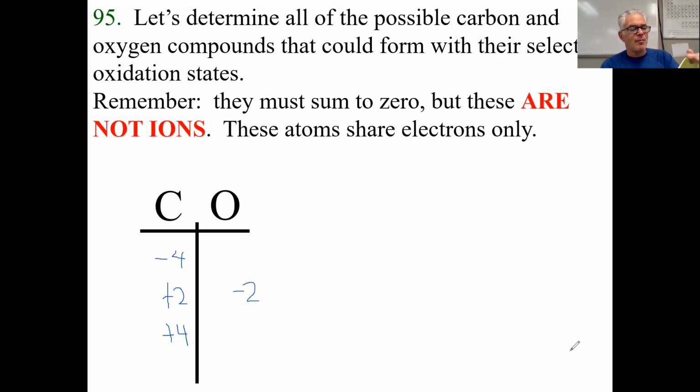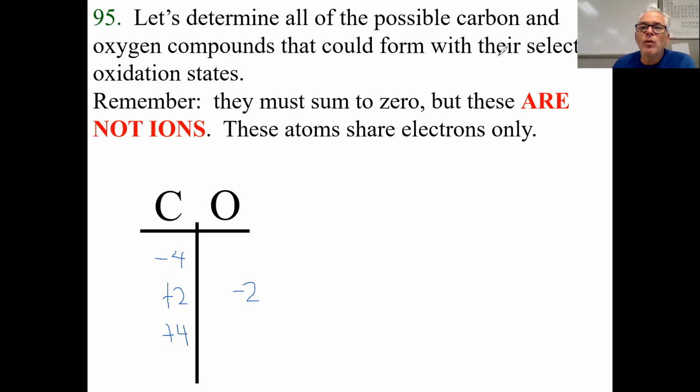Now, where the heck did these numbers come from? Here's the carbon box. Look in the carbon box. See the top right corner? We get -4, +2, +4. And look at the oxygen box. Only a -2. These are not ion charges now. These are the oxidation states. We're trying to figure out what are the possible carbon and oxygen compounds. We have to use the oxidation states. One oxidation state from carbon and one oxidation state from oxygen. And is there any way to make the ratio balance to 0? Positive and negative sum to 0.